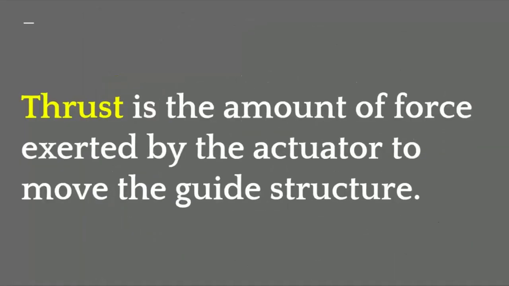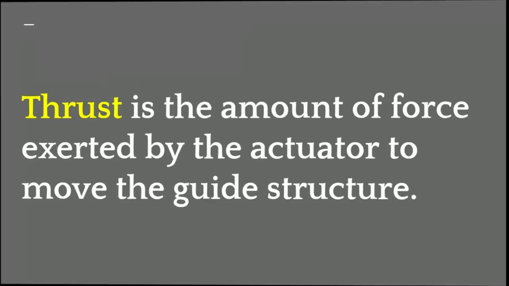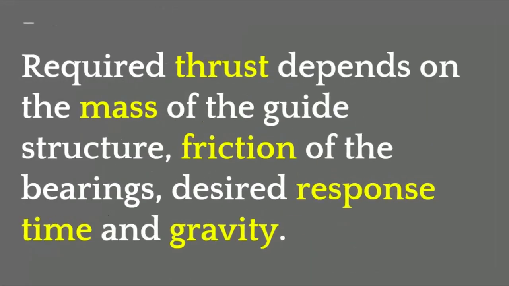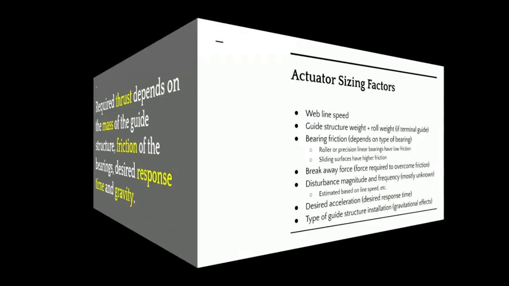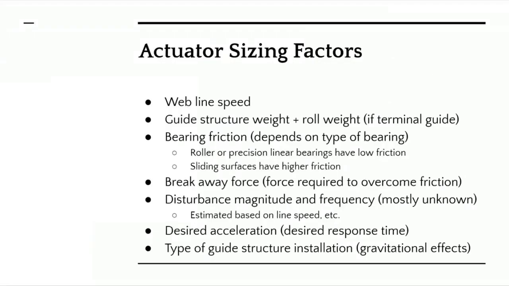In terms of thrust, the thrust is the amount of force exerted by the actuator to move the guide structure. And this thrust really depends upon, as we saw before, the mass of the structure that we are trying to move, what the friction is, how fast you want to move, and sometimes gravity as well, if you're acting against gravity. In terms of sizing actuators, these are some of the things you need to know to size an actuator properly. Web line speed, mainly because if you have a slow moving web, the maximum disturbance frequency you can get depends upon the speed of transport of the web.